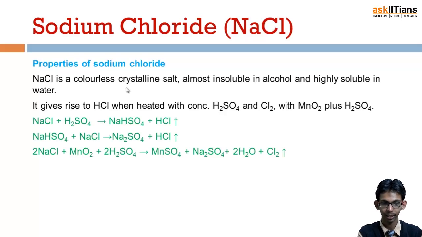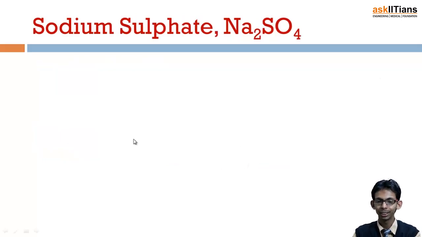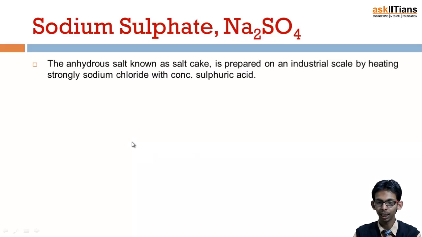When NaCl is heated with sulfuric acid, it results in formation of NaHSO4 and HCl gas. When this compound again reacts with NaCl, it results in formation of Na2SO4 and HCl. When NaCl is reacted with manganese dioxide and H2SO4, it results in formation of MnSO4, Na2SO4, water, and chlorine gas is evolved. Next is sodium sulfate, Na2SO4.